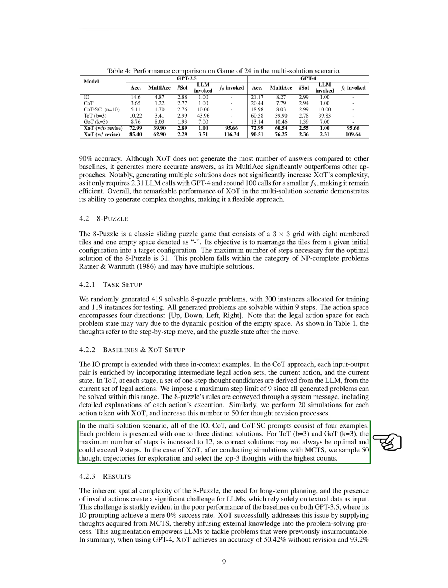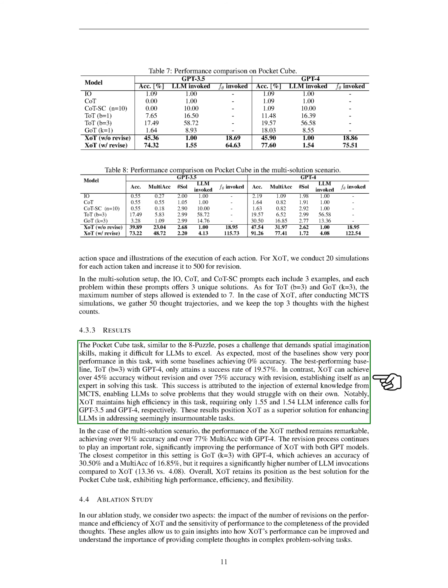revision. The Pocket Cube task is a challenge that requires spatial imagination skills, which makes it difficult for LLMs. As expected, most of the baseline models perform poorly on this task, with some achieving 0% accuracy. The best performing baseline, ToT, B=3, with GPT-4, only manages a success rate of 19.57%. In contrast, XOT can achieve over 45% accuracy without revision and over 75% accuracy with revision, making it an expert in solving this task. This success is due to the use of external knowledge from Monte Carlo tree search, MCTS, which helps LLMs solve problems they would otherwise struggle with.